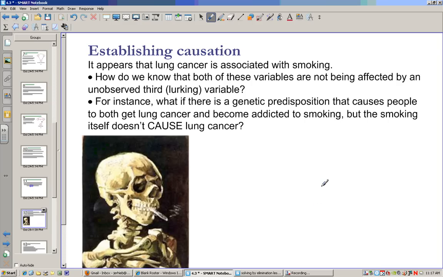So establishing causation, because sometimes we want to say one thing causes another. It appears that lung cancer is associated with smoking. So how do we know that both of these variables are not being affected by some unobserved third lurking variable? For instance, what if there is a genetic predisposition that causes people to get both lung cancer and become addicted to smoking, but smoking itself didn't cause that lung cancer?